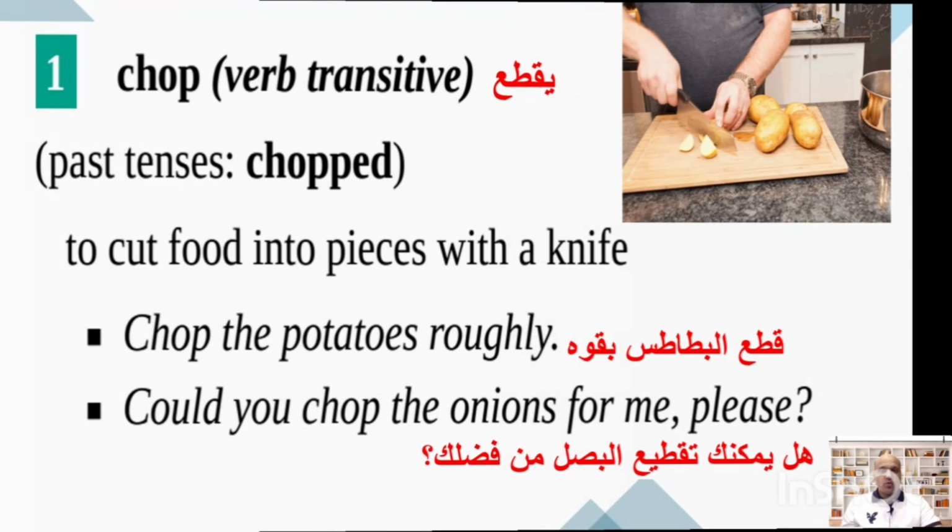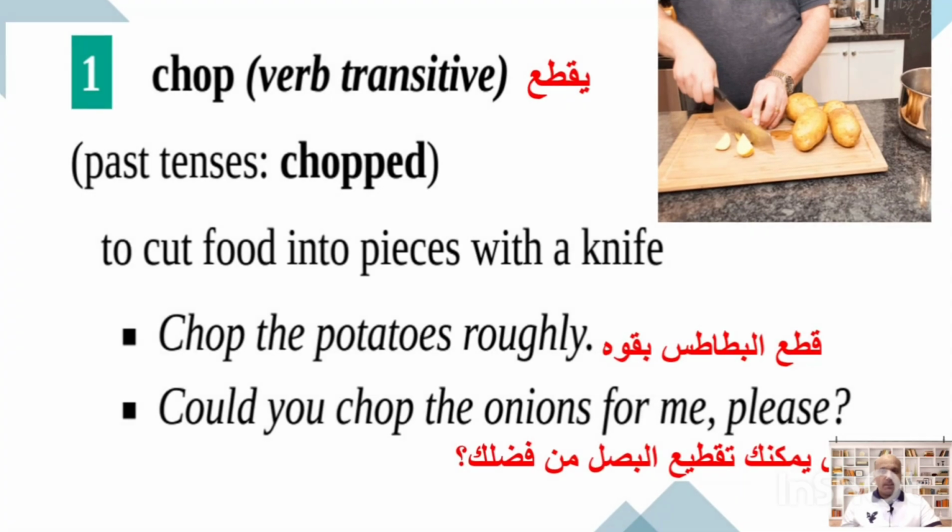Let's see, number 1, chop. It's a transitive verb and the past form of the word chop is chopped. When you want to speak in the past, when you cut the food in the past, you can say I chopped the food, which means to cut food into pieces with a knife.